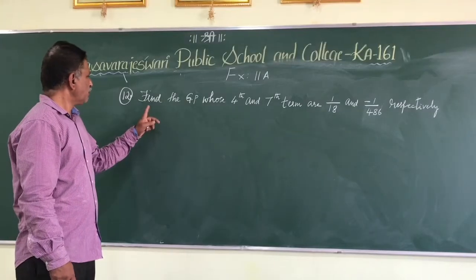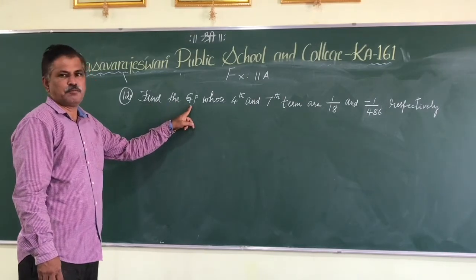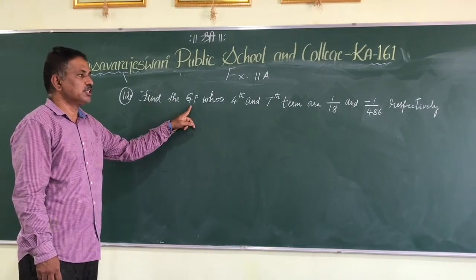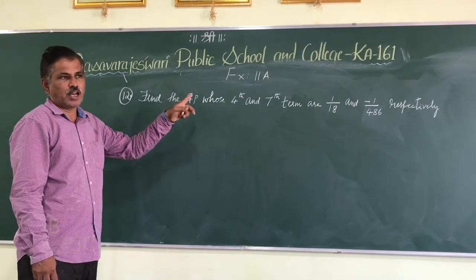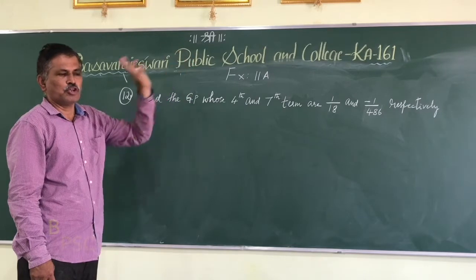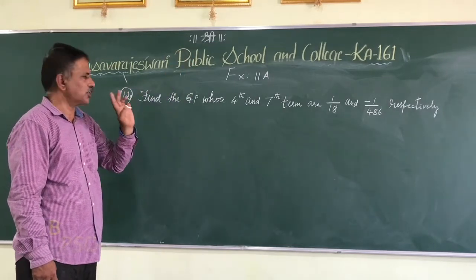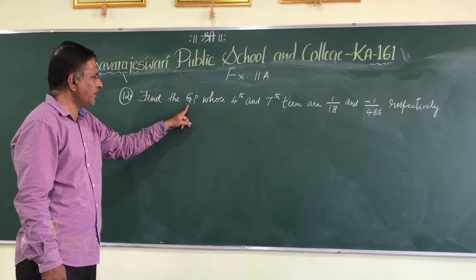Yes. The question is: find the GP. That means you have to find out the general form of geometrical progression, that is A, AR, AR square, AR cube. At least you have to find out the fourth term. That means he is asking you to find the GP.